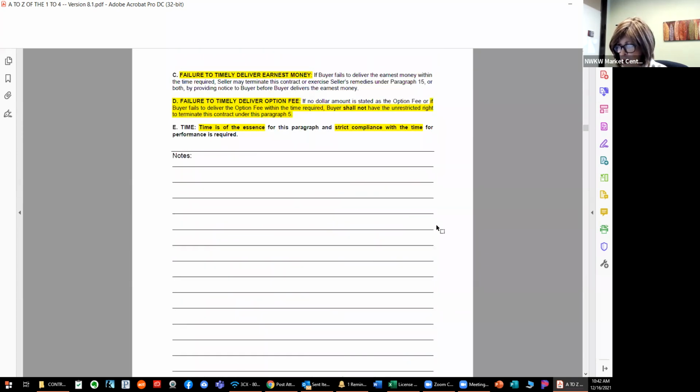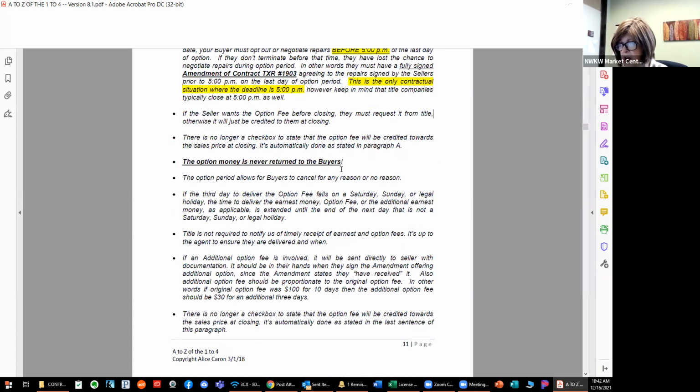And this is the most important thing to remember. Option money is never returned to the buyer. The only time I've ever seen that is if the sellers actually did something illegal or non-ethical, and they know they're in trouble. Would they ever give the option fee back?